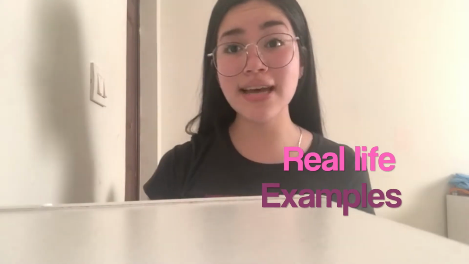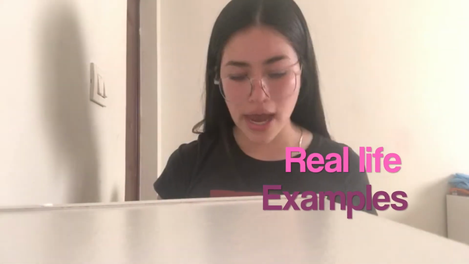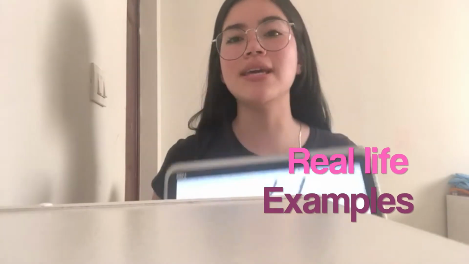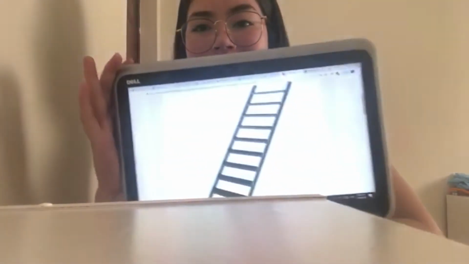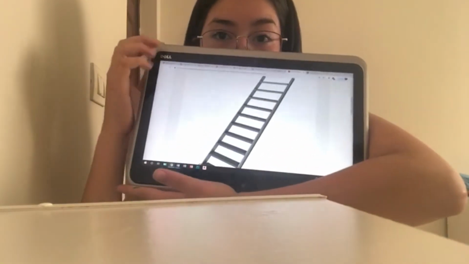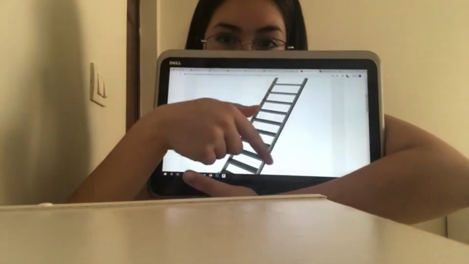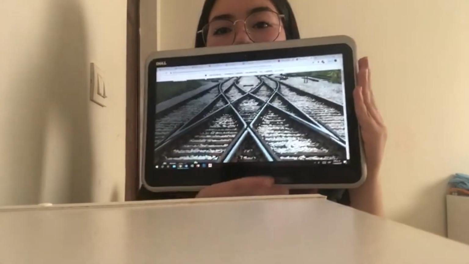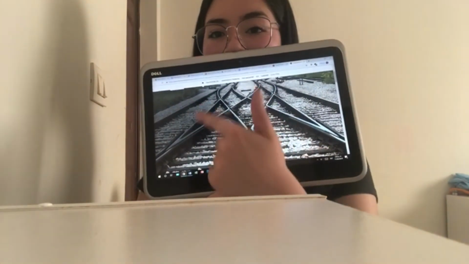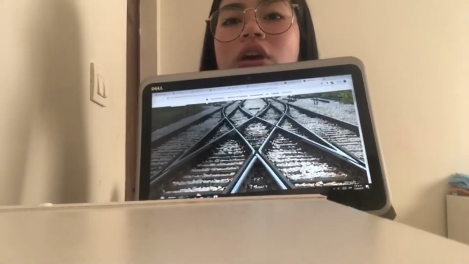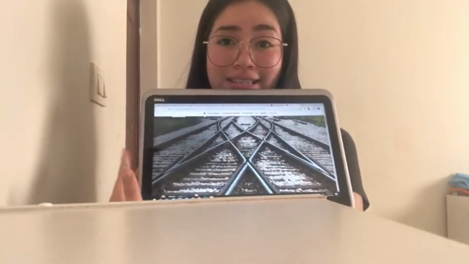But do we see these lines in real life? Yes, we do. An example of parallel lines could be the stairs. These lines, as you can see, are never going to touch each other unless it's broken. And an example of perpendicular lines could be the train tracks. As you can see, they are going to touch each other so the train can have directions.